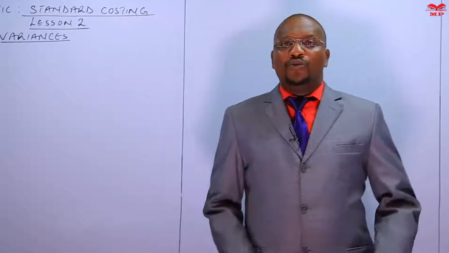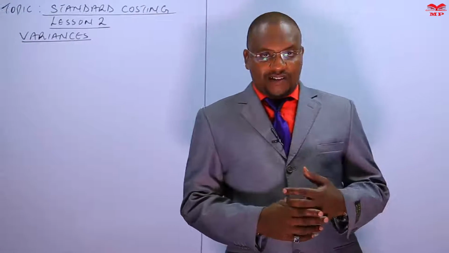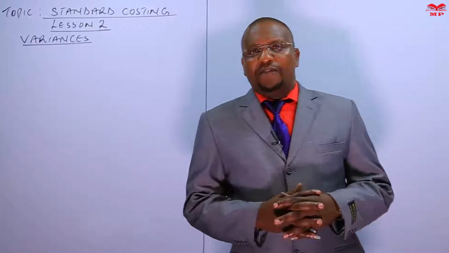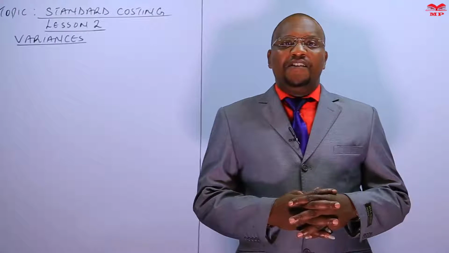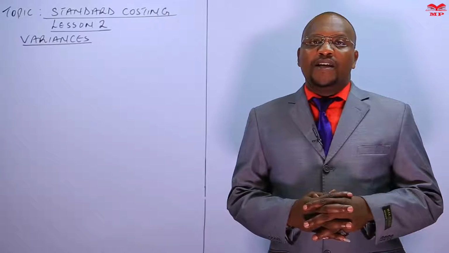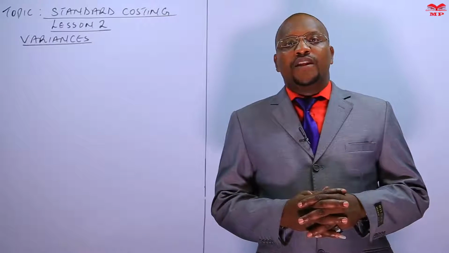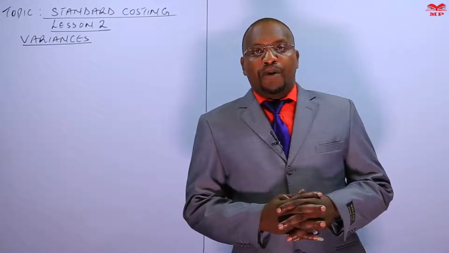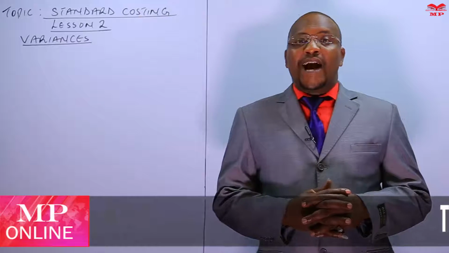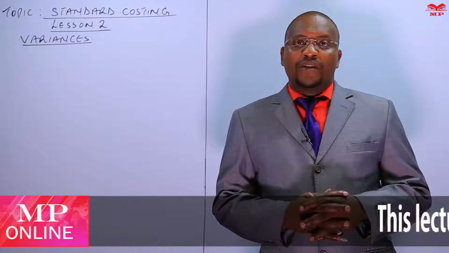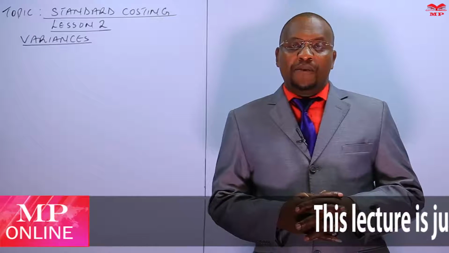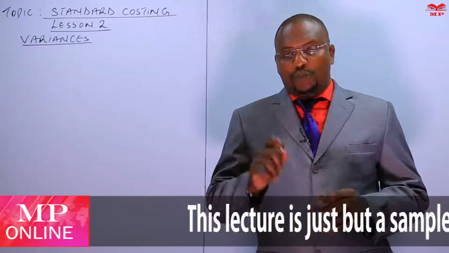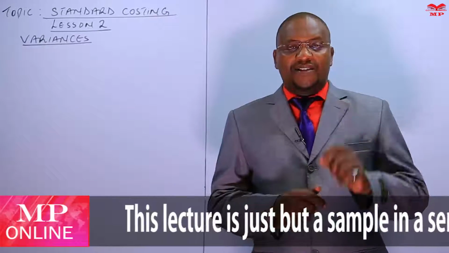Now, Lesson 2 will feature the variances. Now, what is a variance? A variance is just a difference between the budgeted, or the planned, or the standard performance and the actual performance. If the predetermined performance is different from the actual performance, there is a variance.